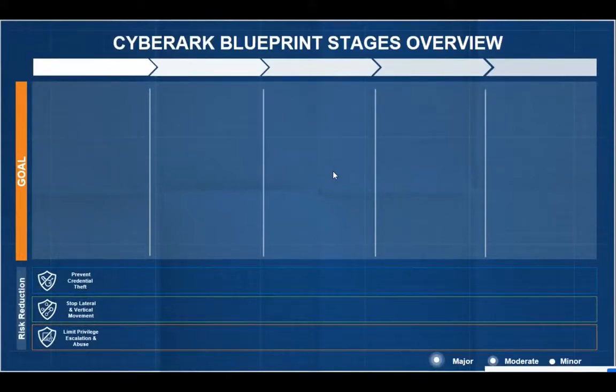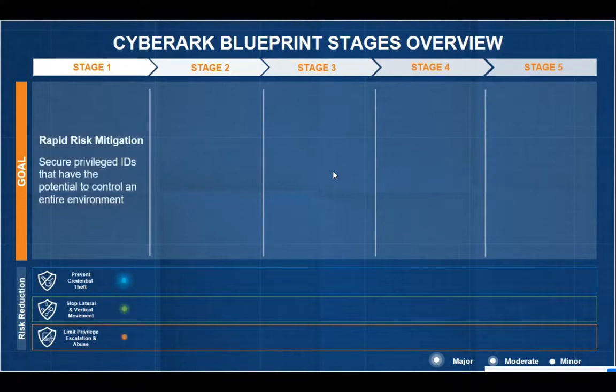If you look at those three main areas, there are also various stages we need to understand before we implement the entire solution successfully. There are a total of 5 stages which we are going to talk about. In the first stage, we do rapid risk mitigation, where we secure the privileged IDs that have the potential to control an entire environment. We secure accounts like system accounts and service accounts by isolating them, analyzing the sessions, and rotating the credentials, right?